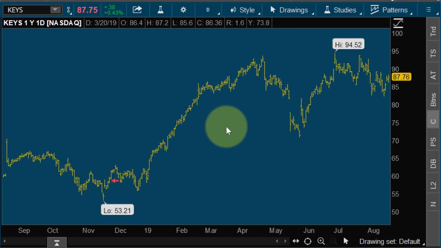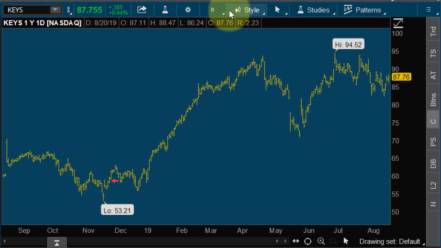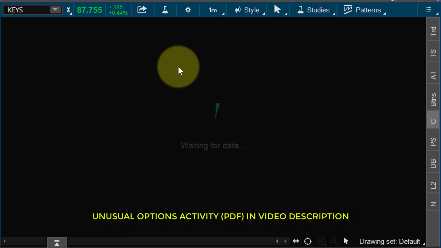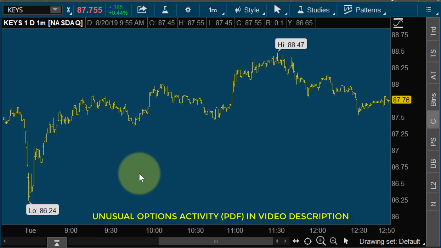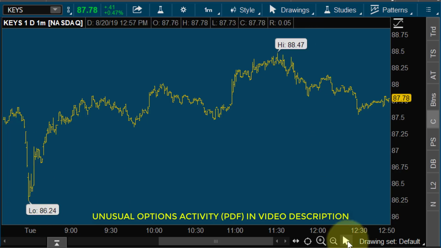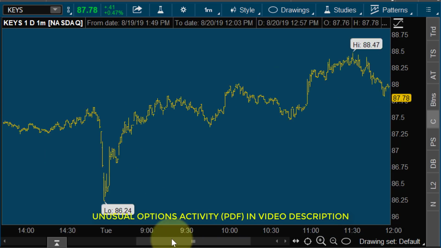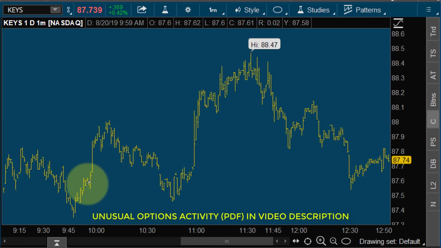Now, let's look at the chart. 10 o'clock Central, right? Instead of a daily, let me put you on a 1 minute. And I want to look at the 1 minute because I want to see the exact behavior of Keys as that trade went through, as that trade was executed. Here's the behavior of Keys today. Today is Tuesday, August 20th. Low of 86.24. It looked like it was at the opening, and then it rallied for the rest of the day. But what we're looking at is 10 o'clock. And at 10 o'clock, I think you'll see the market went straight up, right?